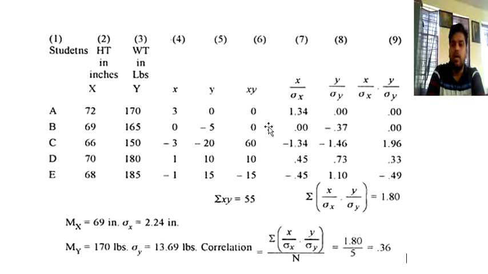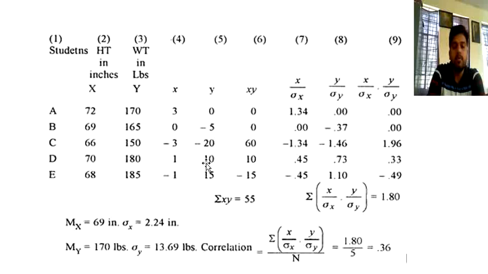Okay, now it's done. Now you have to find sigma x. What is sigma x? It is the standard deviation. The standard deviation has already been calculated, that is 2.24. How did it come? You will have to go to the previous topic that we had discussed, how to find the standard deviation through different methods. There were the assumed mean method, the direct method, and the actual mean method. So you will have to use those formulas for finding this sigma x.